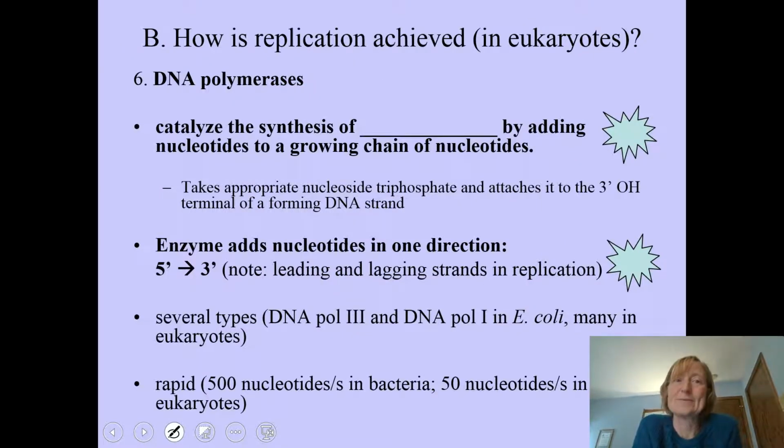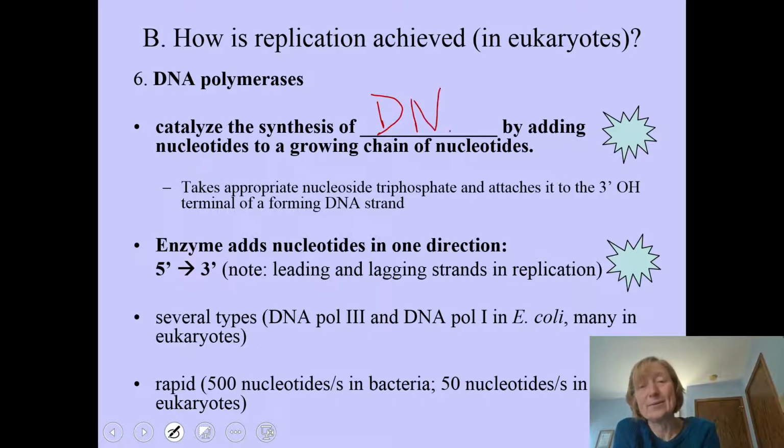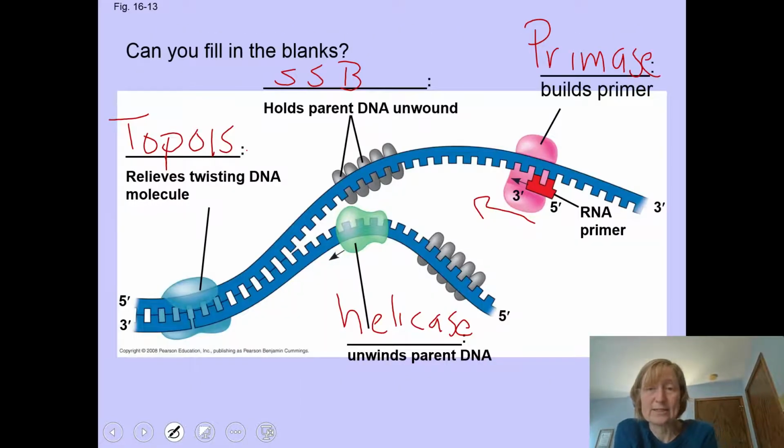Now we're finally ready to build new DNA. And what we use to build new DNA are DNA polymerases. They polymerize DNA. They put nucleotides together. They catalyze the synthesis of DNA. Yay, we're going to make DNA by adding nucleotides to a growing chain of nucleotides. See what I mean? They can't grow from scratch. They have to add nucleotides to a growing chain. The growing chain, folks, is this little primer that's already laid down.